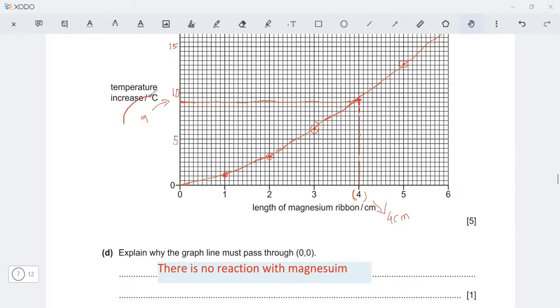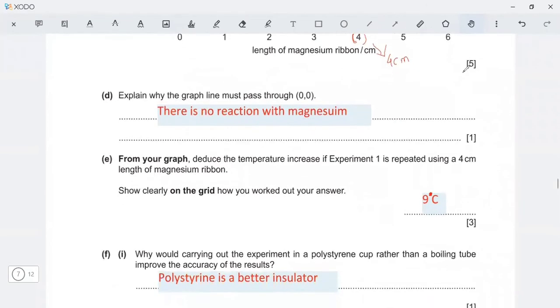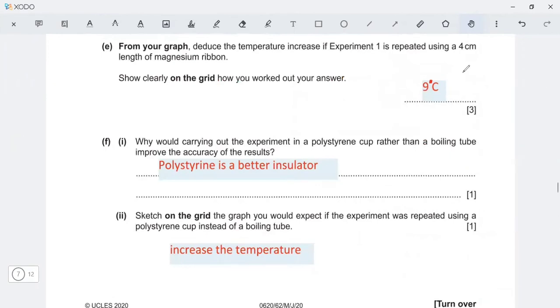So it comes to about 9 degrees Celsius for 4 centimeter cubed of magnesium ribbon. So the temperature you just need to write down: we got about 9. When the magnesium ribbon was 4 centimeter cubed, the temperature increase could be 9 degrees Celsius. Make sure that you write the unit as well, because students tend to forget the unit, so it is easy to lose marks. Okay, fine. Let me move on to F.